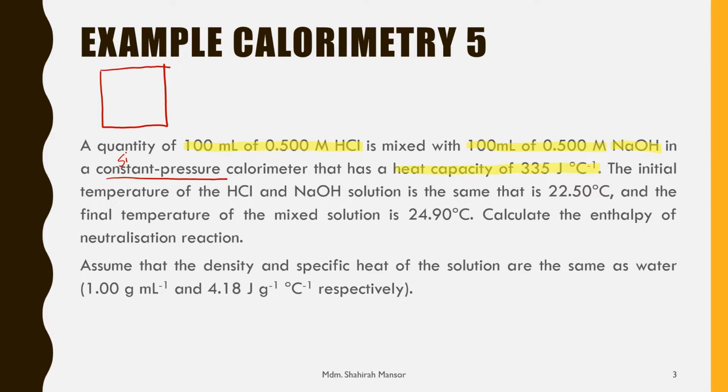Okay, so from these two, kita nampak bahawa constant pressure calorimeter ni merujuk kepada simple calorimeter. Apa yang kita ada adalah kita akan campurkan dalam this calorimeter HCl dan juga sodium hydroxide. Untuk HCl, volumenya adalah 100 ml and the concentration is 0.5 molar, ataupun mol per liter. For sodium hydroxide, volumenya pun sama juga dan concentration pun sama iaitu 0.5 molar.